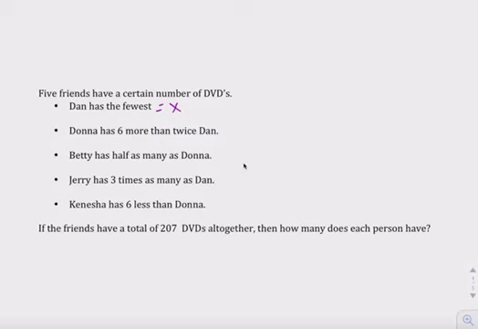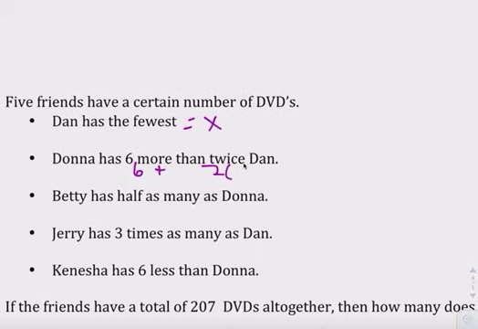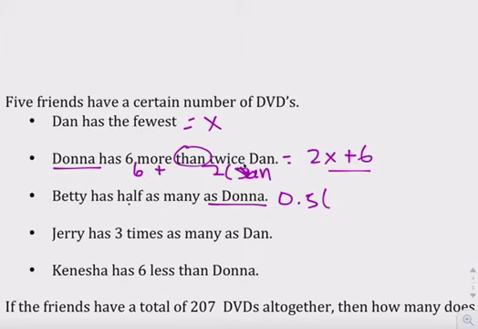Okay? And in this one here, Dan has the fewest, so he gets the x. Donna has 6 more than twice Dan. So that equals 2x, then you flip, remember, 2x plus 6. Betty has half as many as Donna. This is Donna here, so half is 0.5 times Donna, 2x plus 6. So you get 1x, distribute, and you get 1x plus 3.